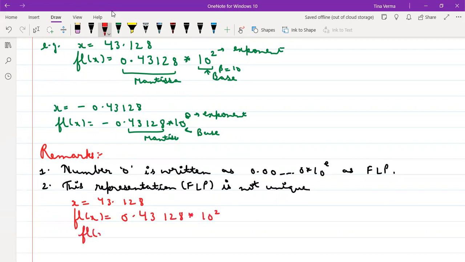I can also write the same number in the way 0.043128 into 10 raised to the power 3. So this number is same as 43.128, and this is one representation. Here your base is 10 in both the cases, but you can see in the first case the exponent is 2, and in the second case the exponent is 3. That means the floating point representation is not unique.